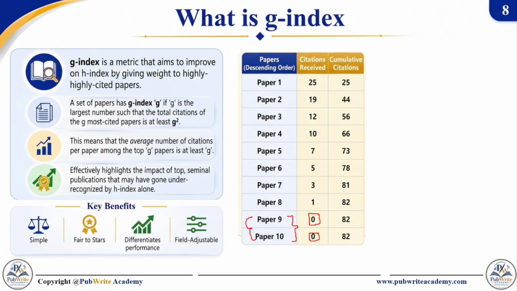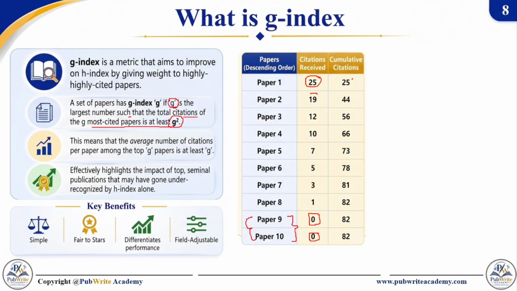To calculate the G index, the simple definition is: a set of papers has a G index of G if G is the largest number such that the total citations of the G most cited papers is at least G square. It is very difficult to understand, so let's try to understand it through some calculations. First, you need to arrange all the papers in descending order, like 25 first, then 19, in a sequential manner, like 10 papers in descending order.